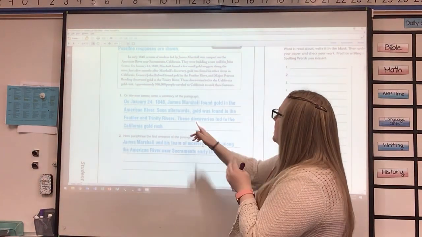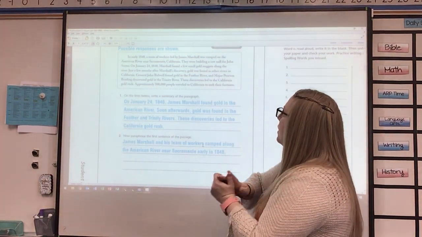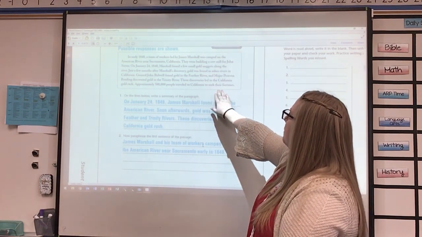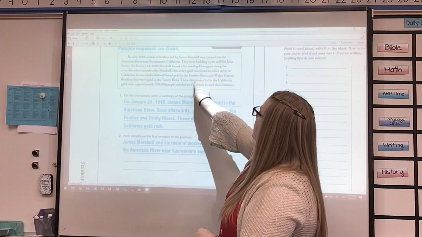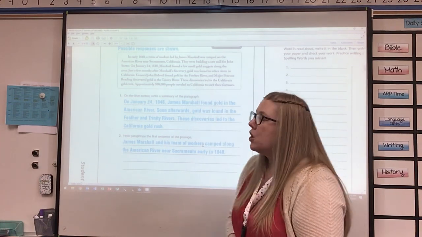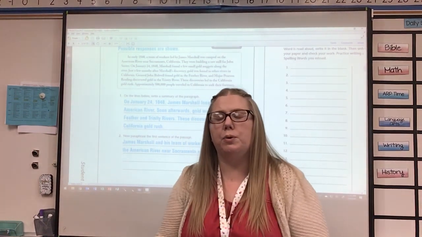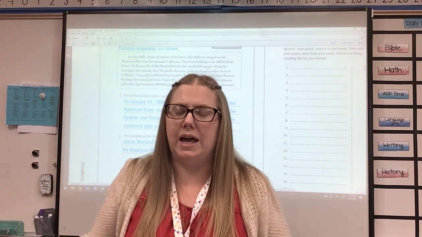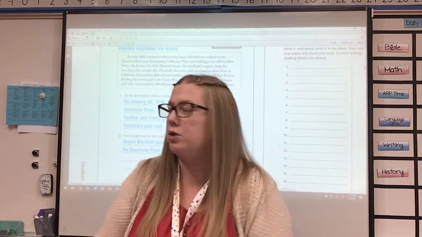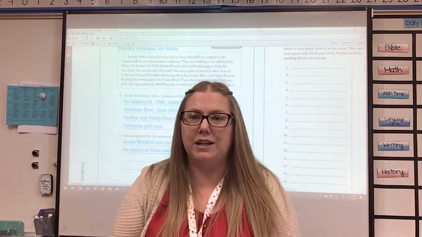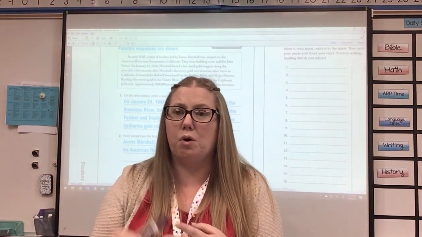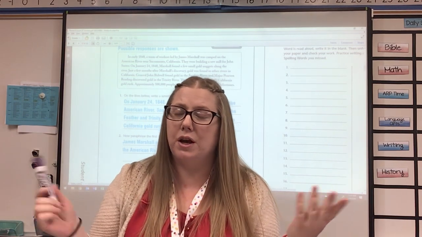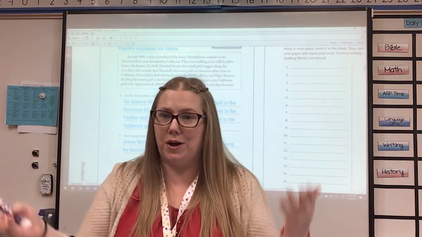Okay, and then it says these discoveries led to the California Gold Rush. Okay, approximately 500,000 people traveled to California to seek their fortunes. Do I have enough in this summary to understand the reading without having the reading? Yes, I can tell you that gold was found on January 24th, 1848. I know gold was found later, and I also know that these discoveries led to the California gold rush. I know all of that from what your summary said.